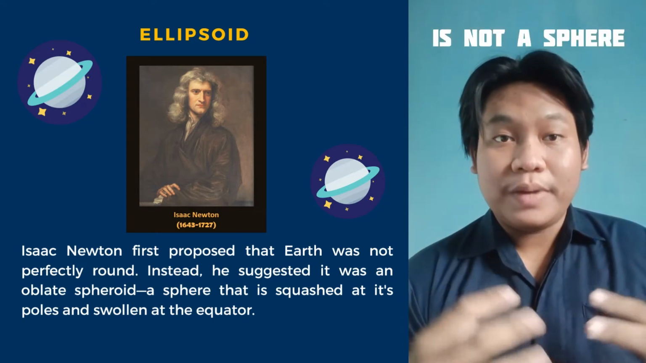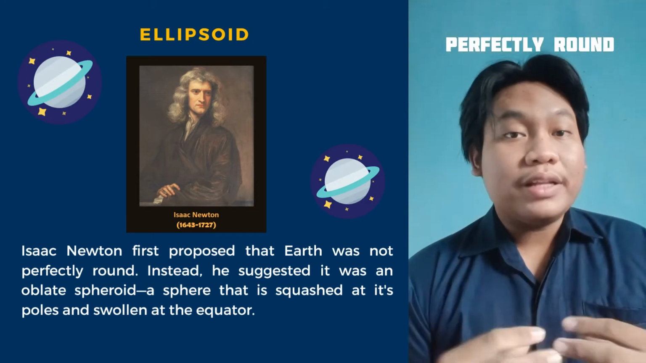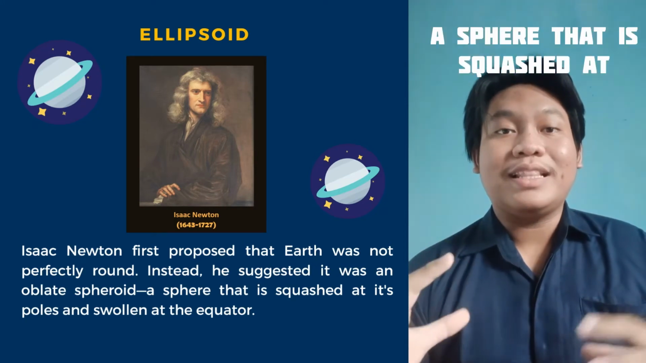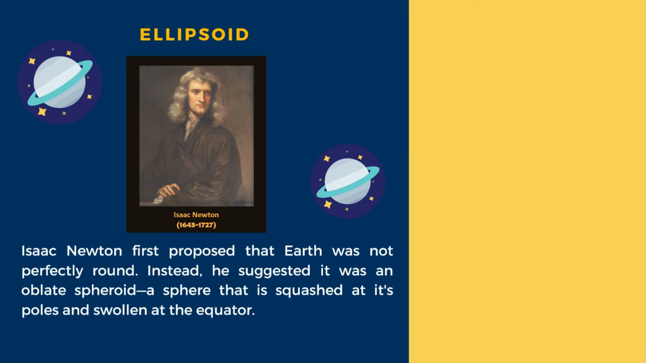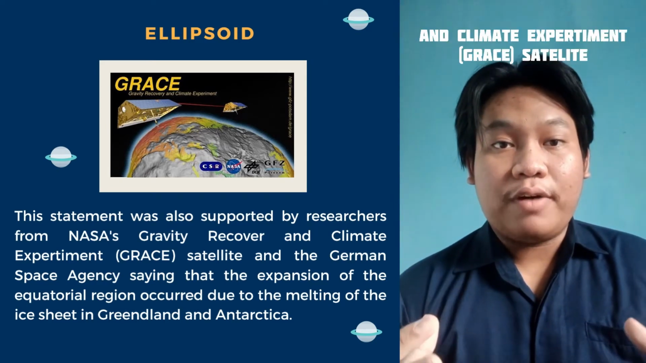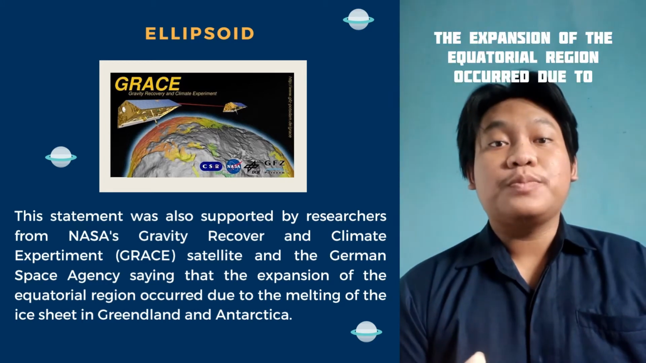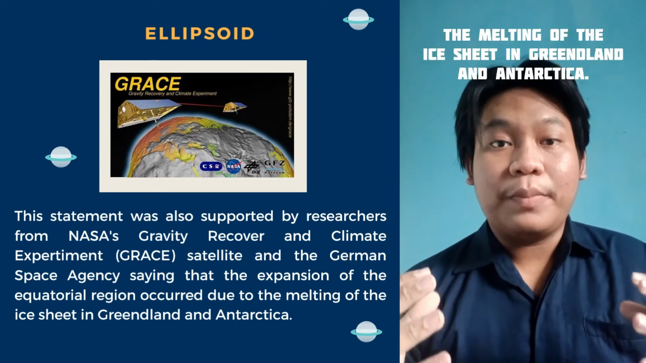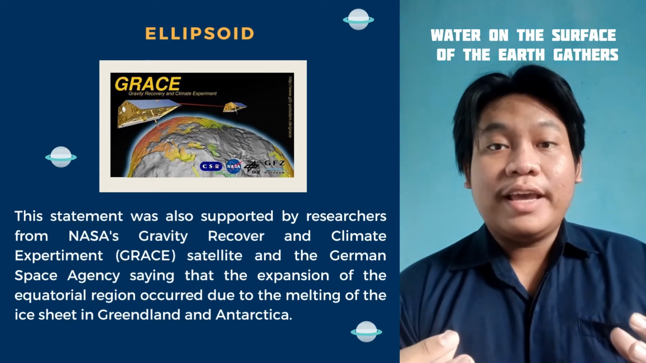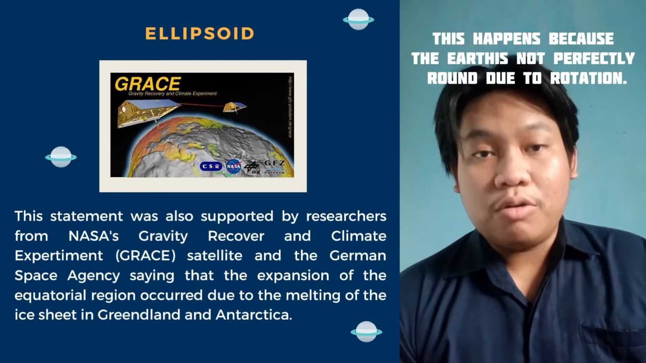The Earth's shape is not a sphere but an ellipsoid. Isaac Newton first proposed that Earth was not perfectly round. Instead, he suggested it was oblate, a spheroid that is squashed at its poles and swollen at the equator. This statement was also supported by research from NASA's Gravity Recovery and Climate Experiment (GRACE) satellite and the German Space Agency, saying that the expansion of the equator region occurred due to the melting of ice sheets in Greenland and Antarctica. Water on the surface of the Earth gathers more at the equator than at the poles. This happens because the Earth is not perfectly round due to the rotation.